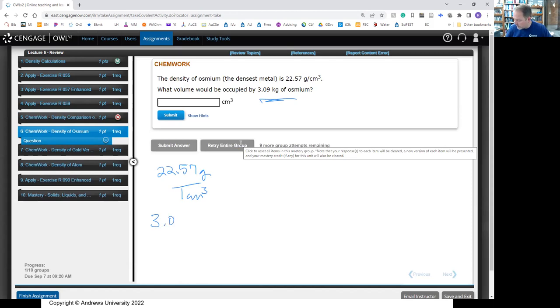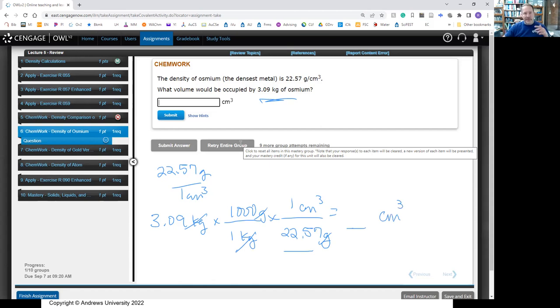So 3.09 kilograms. That's not going to cancel out with grams, so I have to convert to grams. There's 1,000 grams per kilogram. Now I can use the density, 22.57 grams is 1 cubic centimeter. Put the numbers on top, 3.09 times 1,000, and then divide by 22.57. In that, kilograms cancel out, grams cancel out. I'll have nothing but the cubic centimeters. A lot of problems are solved just by looking at the units.